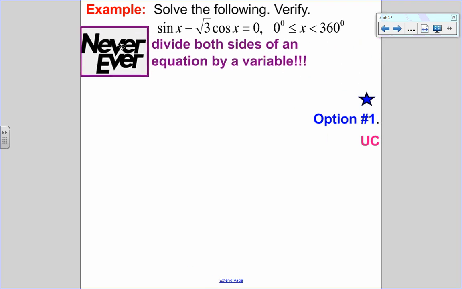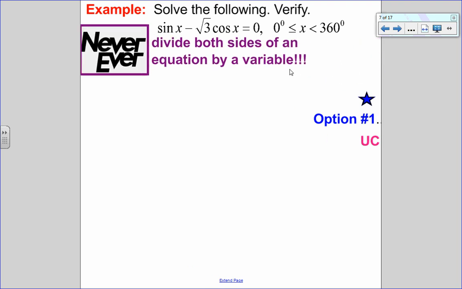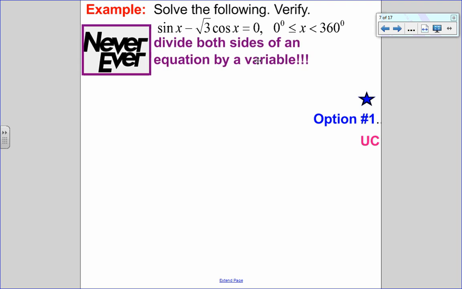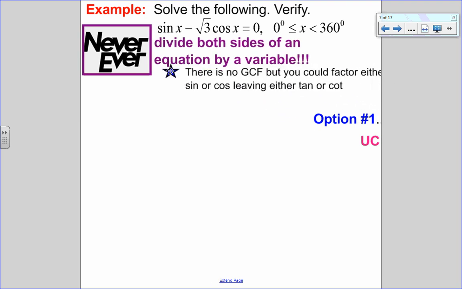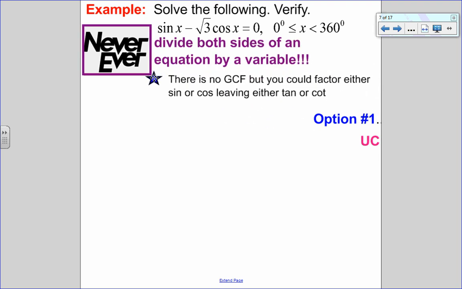because in math you can never ever divide both sides of an equation by a variable. So if I can't divide both sides of an equation by an x, I certainly can't divide both sides of an equation by a sine x. So we have to use a different strategy. Even though there is no GCF, what I'm going to do is factor either a sine or a cosine, as mentioned before, leaving either a tan or a cotan. We're going to do both so that you can see that they both actually work. So let's look at option number 1.